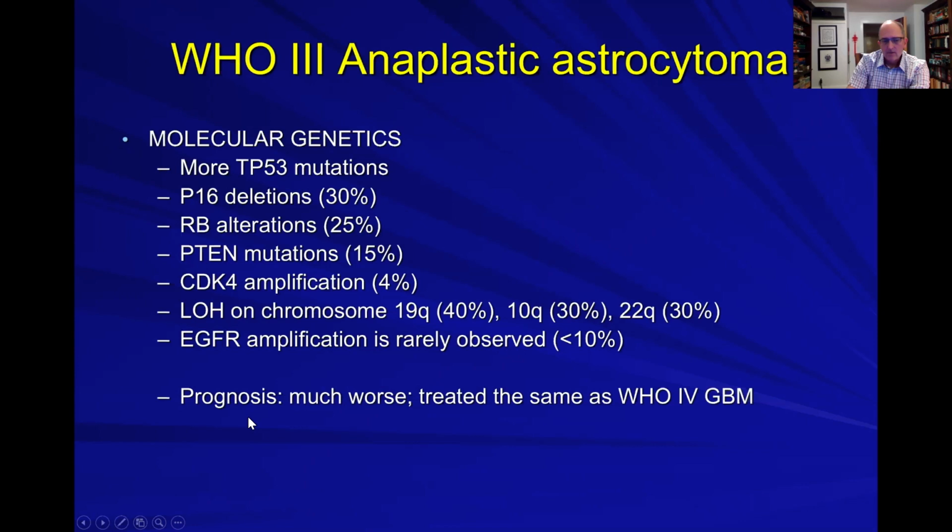So now prognosis is different. Prognosis is much worse. These tumors are going to be treated like a malignant tumor and require adjuvant therapies, and they're going to be treated the same as grade 4 GBMs.